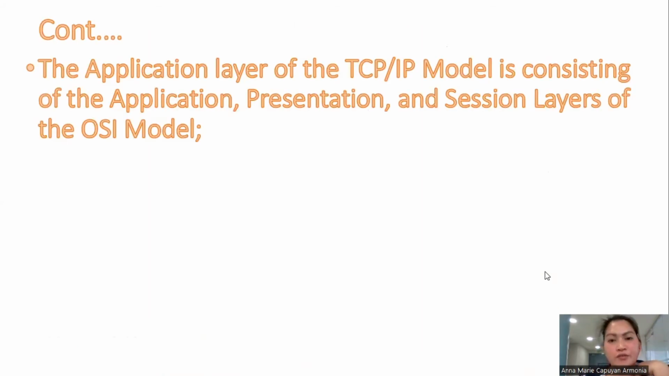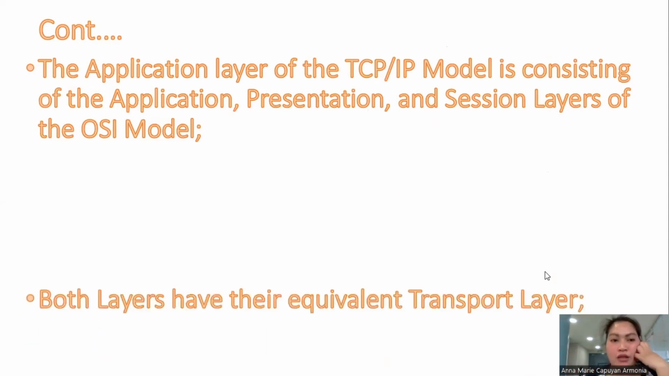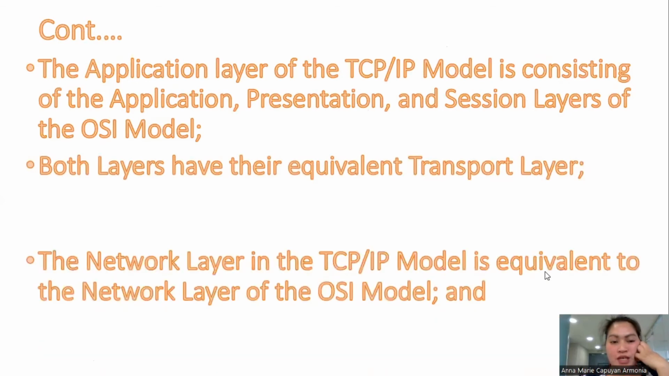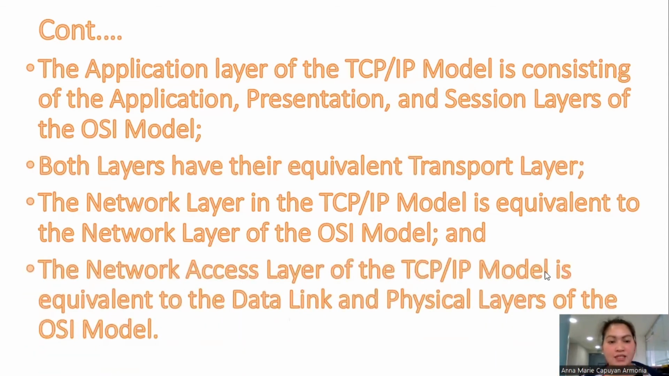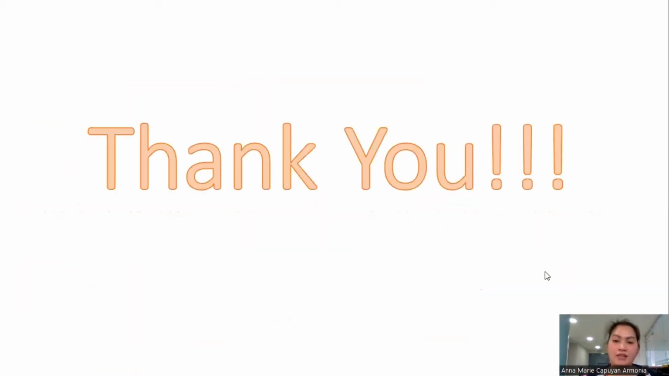The application layer of the TCP model consists of the application, presentation, and session layers of the OSI model. Then both have their equivalent transport layer. The network layer in the TCP/IP model is equivalent to the network layer of the OSI. And the network access layer of the TCP model is equivalent to the data link and physical layers of the OSI model. And that's it.